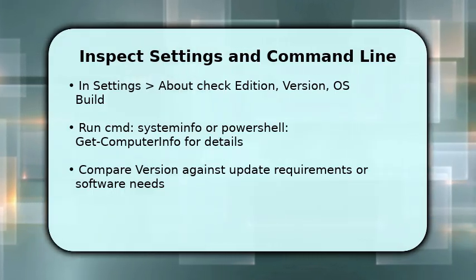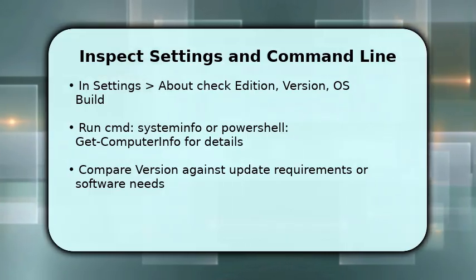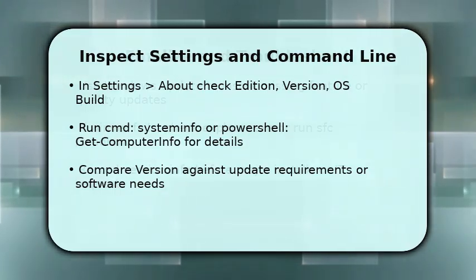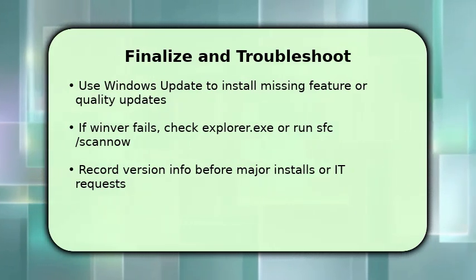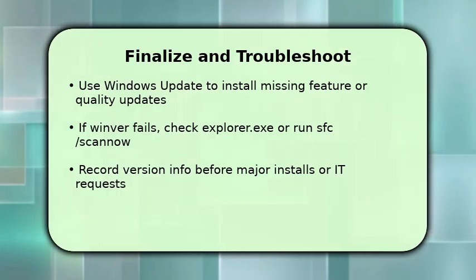Once you have these values, compare them to application or update requirements so you know whether to update or stay put. Finish by applying any needed updates and recording your findings. Open Settings, Update and Security, Windows Update to check for feature and quality updates. Install and reboot if required.